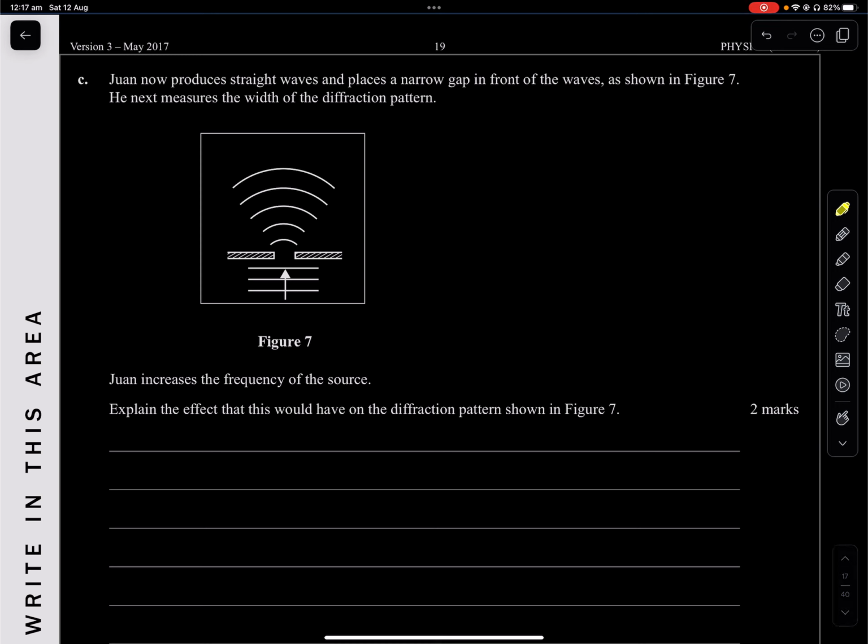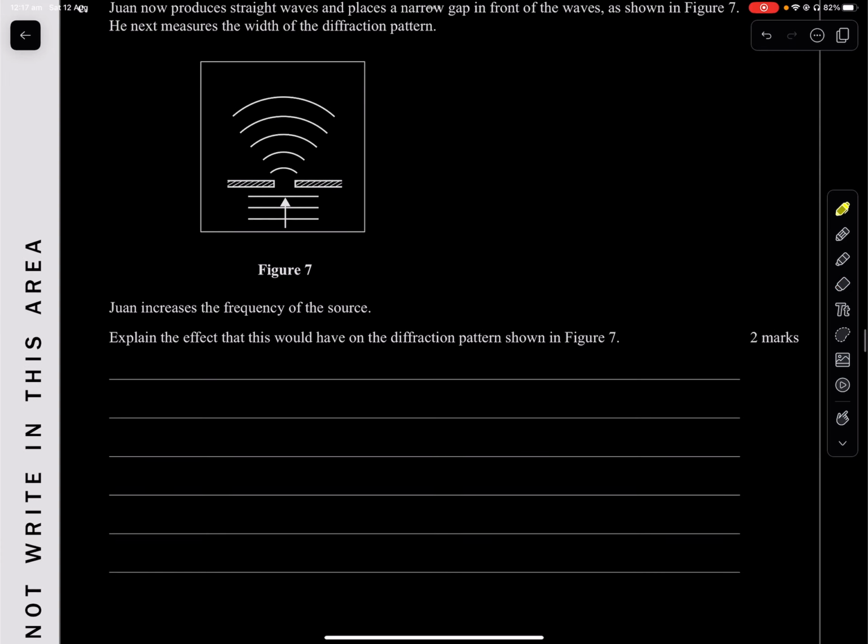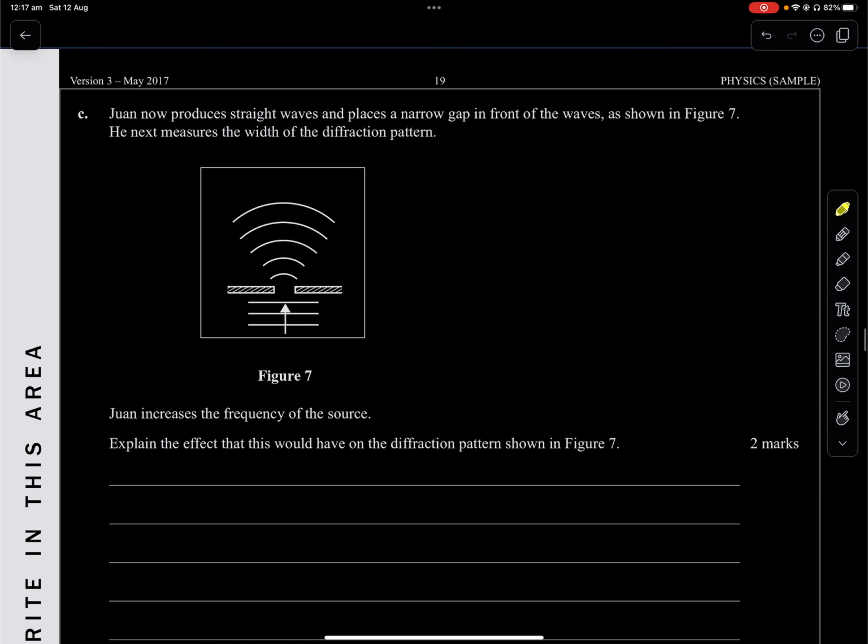Juan now produces straight waves and places a narrow gap in front of the waves, as shown in figure 7. He next measures the width of the diffraction pattern, so he's measuring this width right over here. Juan increases the frequency of the source. Explain the effect this would have on the diffraction pattern shown in figure 7.